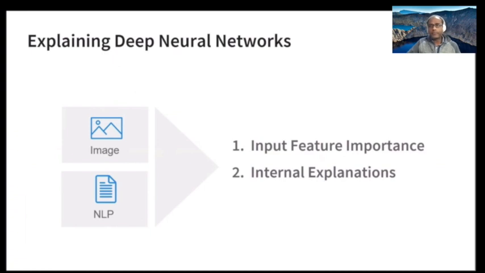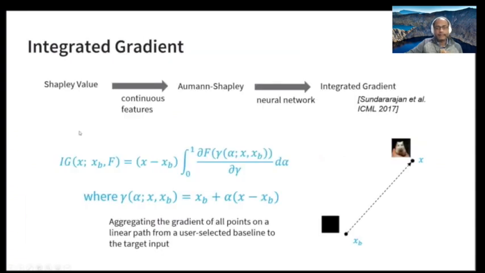Let me transition now to explaining deep neural networks, and I'll provide a few examples here to illustrate the concepts. As we start getting into deep neural networks, we will start with input feature importance, but we will also start transitioning into internal explanations, because a lot of the interesting action in deep neural networks happens in the deeper layers of the network, where higher level concepts are learned, and explanations can start getting more detailed if we start peering inside of these networks.